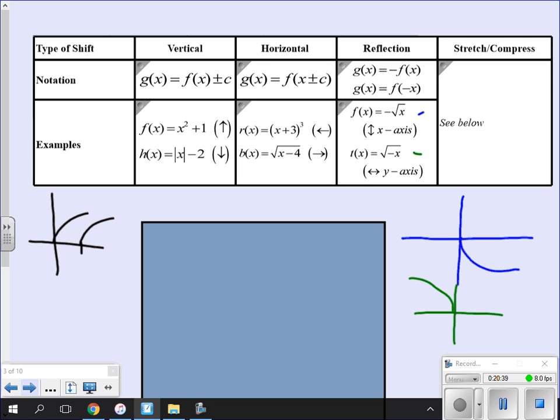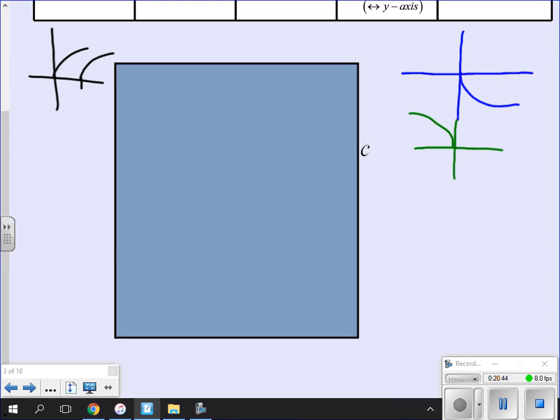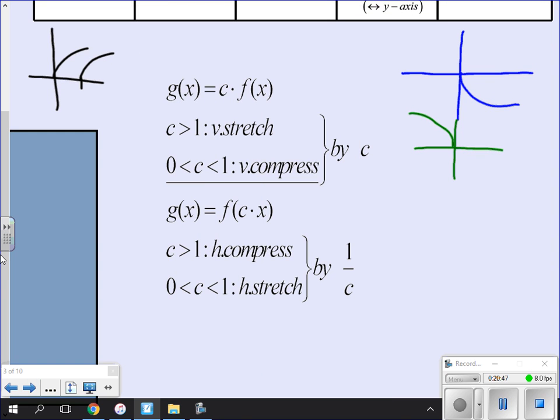Okay. Because this is much more complicated. So C is a constant. If that constant is outside of the function, if it's larger than 1, it makes it get skinnier. It stretches it.